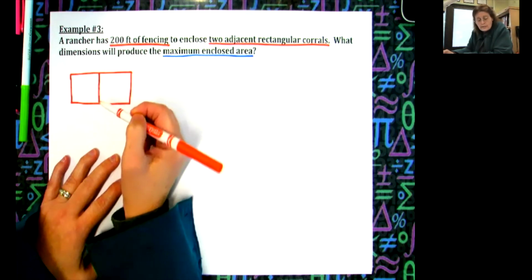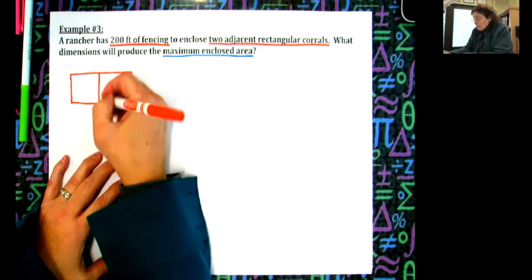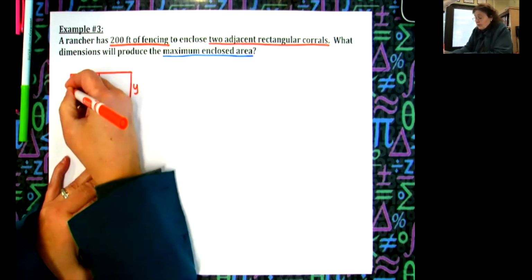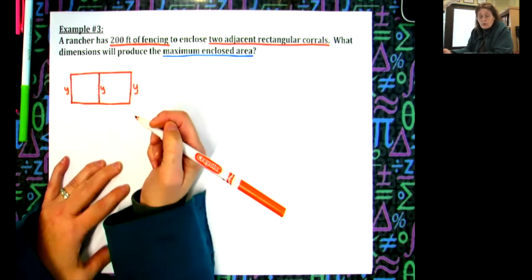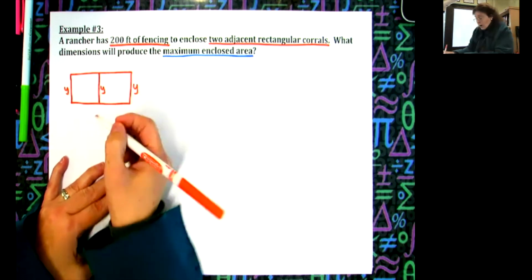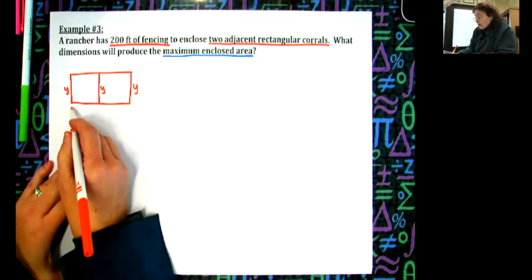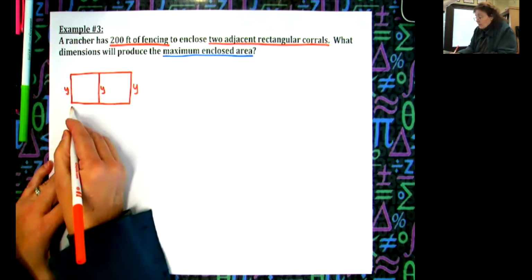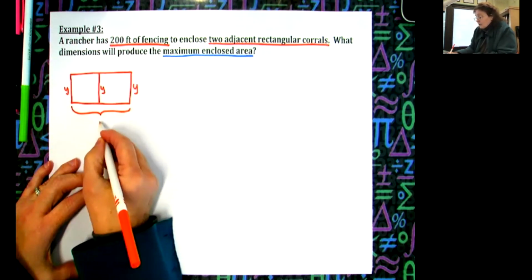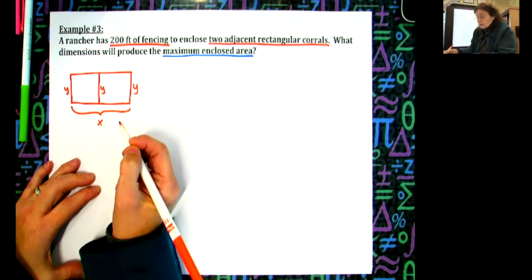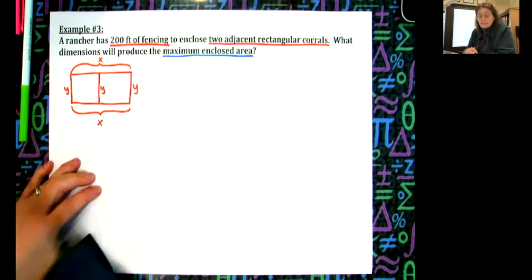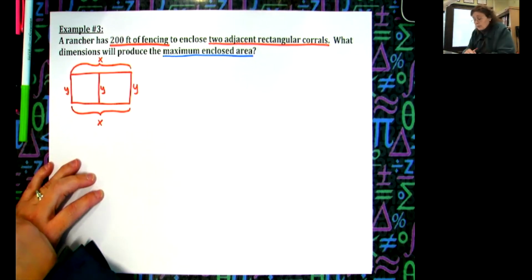Now, when I set this up, I prefer to let my up and down ones be Y. So I've got a Y here, a Y here, and a Y here. Choice is up to you. And then for the perimeter around the outside, I want this entire dimension to be X, and this entire dimension to be X too. So just trying to get some labels on our little dimensions here.